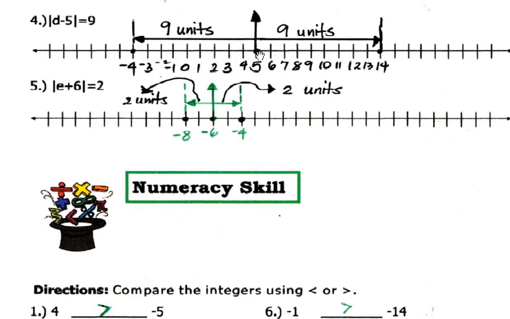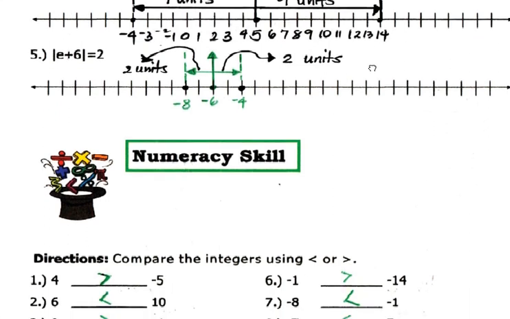So 9 units from a fixed point 5 is positive 14. And from a fixed point 5, going to the left 9 units, we end up with the endpoint negative 4. So the solutions are D equals negative 4 and 14. Let's try. If D is negative 4, then negative 4 minus 5 is negative 9. Absolute value of negative 9 is 9. It's correct. If D is 14, 14 minus 5 is 9. Absolute value of 9 is equal to 9. So it's a true statement.